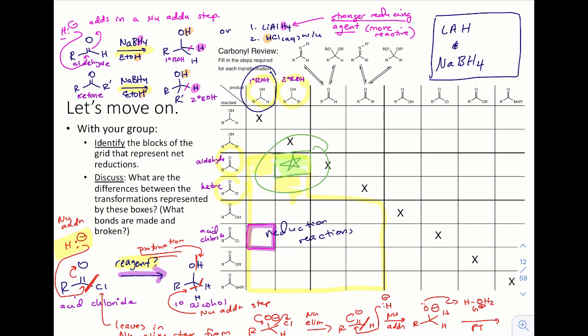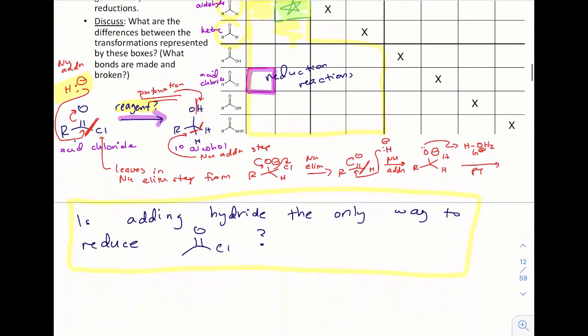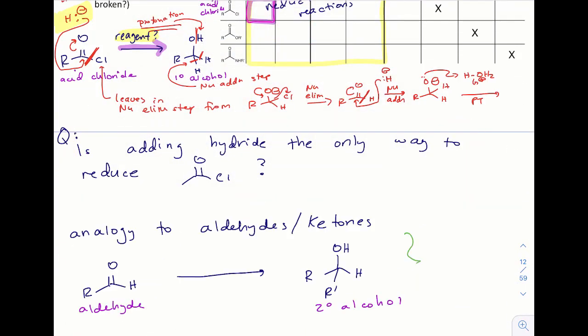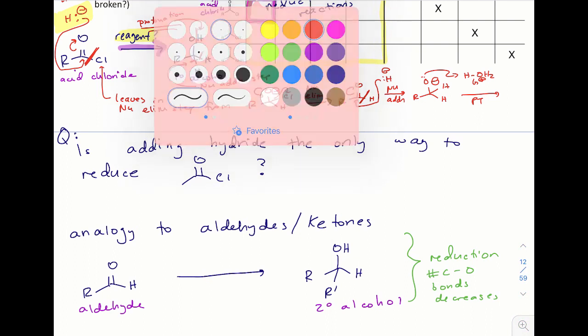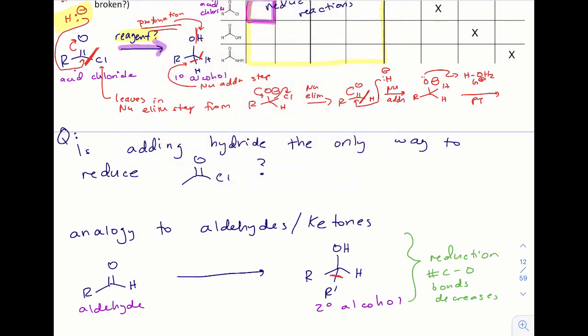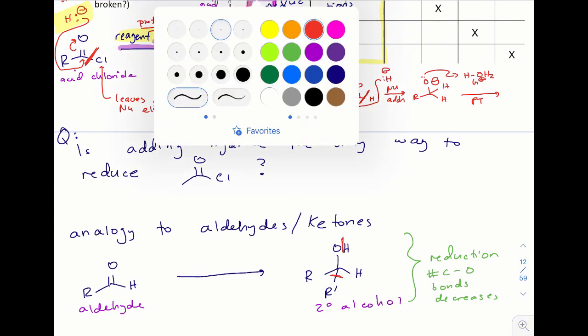in green, from aldehyde to secondary alcohol. So how is that transformation affected? Let's write that out down here. This reaction does represent a net reduction because the number of bonds between the carbonyl carbon and oxygen decreases, 2 to 1. However, this time a carbon-carbon bond was made, and there's a protonation step.